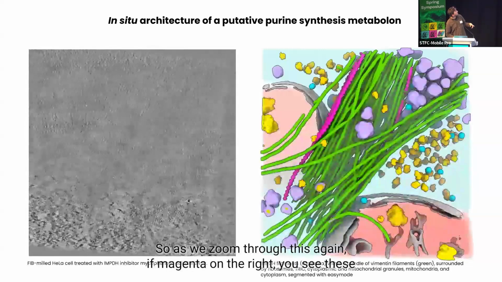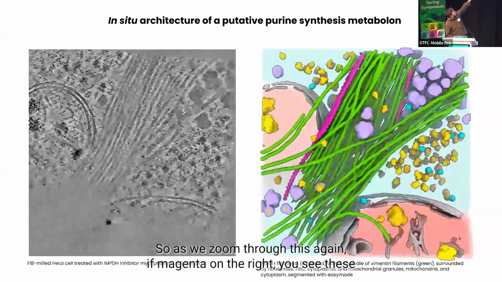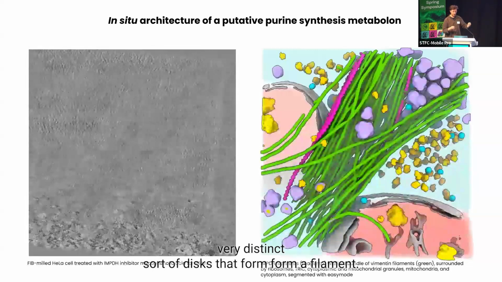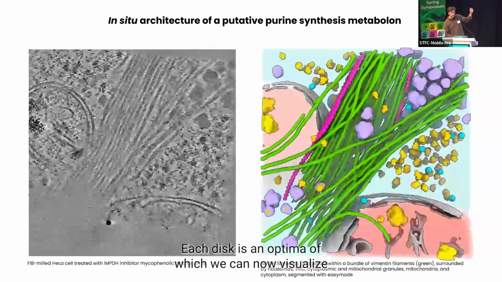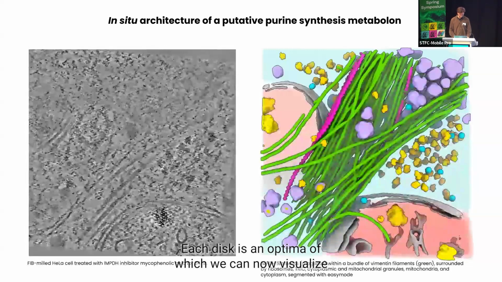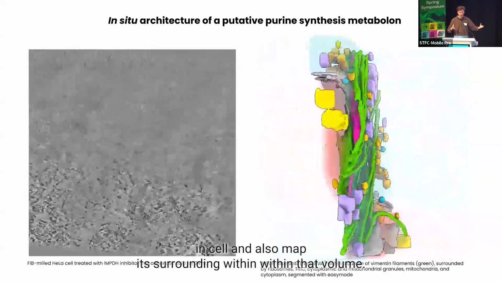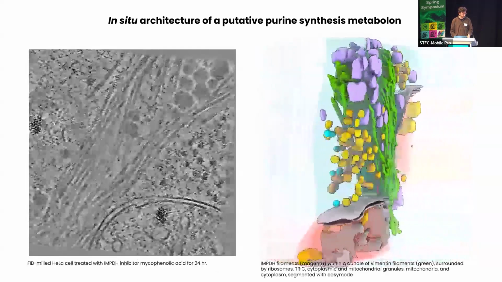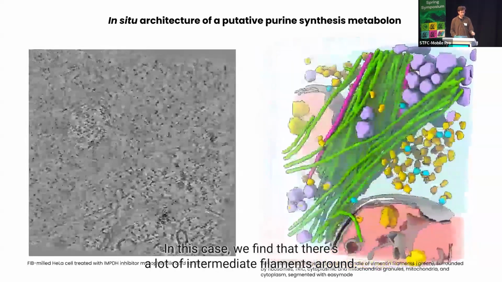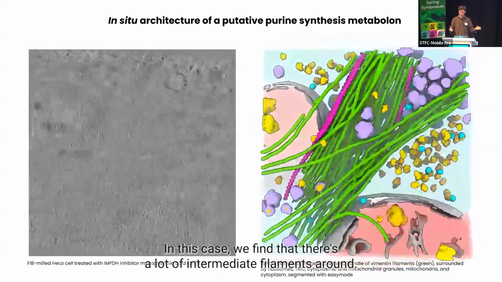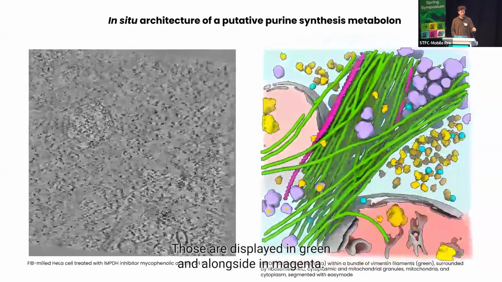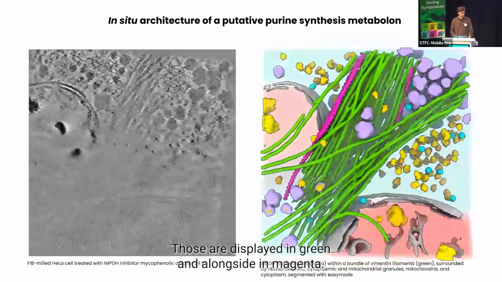So as we zoom through the tomogram again, it's magenta on the right. You see these very distinct sort of discs that form a filament. Each disc is an octamer of IMPDH, which we can now visualize in cell and also map its surrounding within that volume. In this case, we find that there's a lot of intermediate filaments around. It looks like it's vimentin, but we're not entirely sure. Those are displayed in green and then IMPDH alongside in magenta.